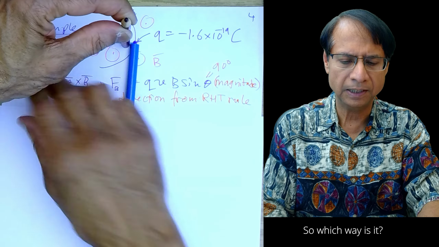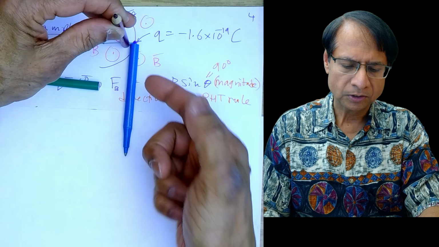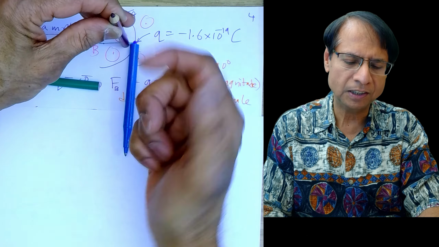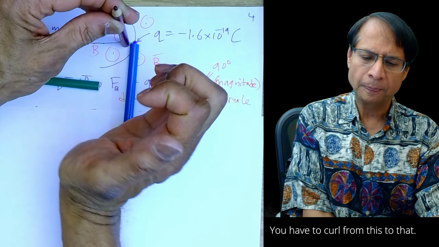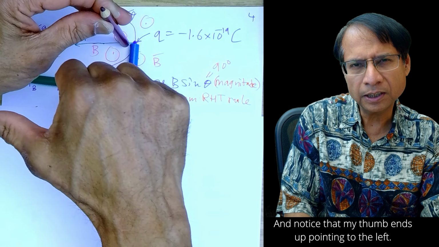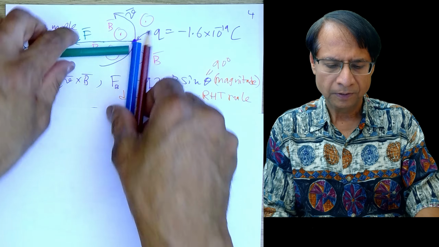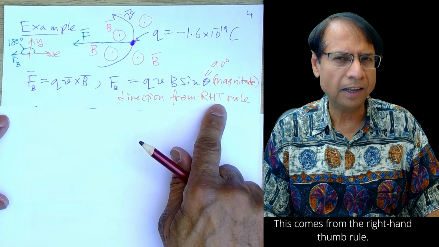So which way is it? You curl your fingers from the first to the second. QV is the first vector, B is the second vector. So you can't curl this way, it'll be going backward. You have to curl from this to that. And notice that my thumb ends up pointing to the left. So that's the direction of the force, this thing over here. So this gives us the direction of force. This comes from the right-hand thumb rule.